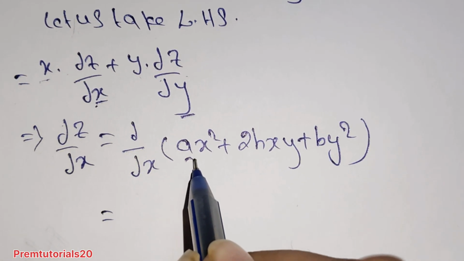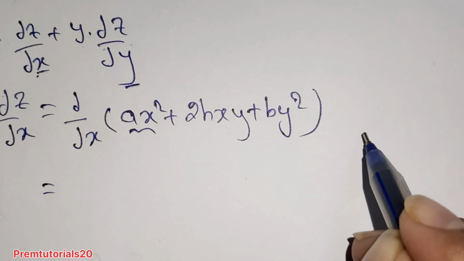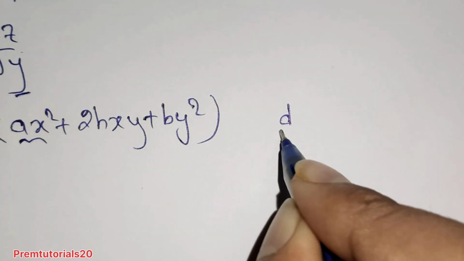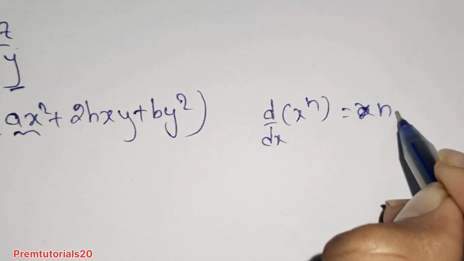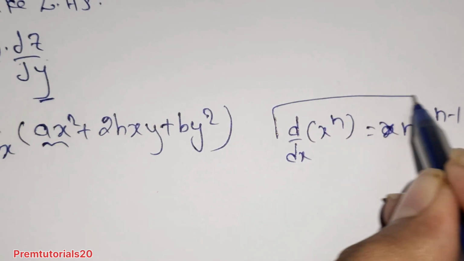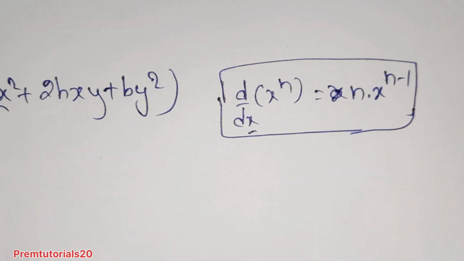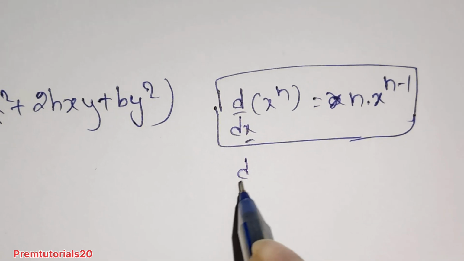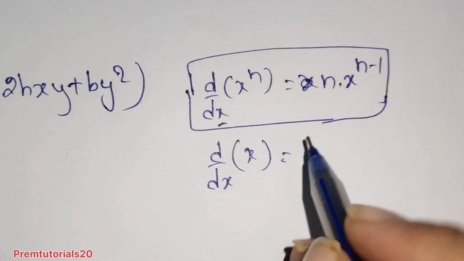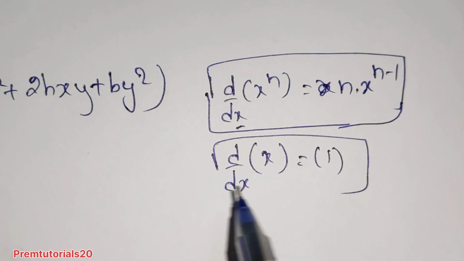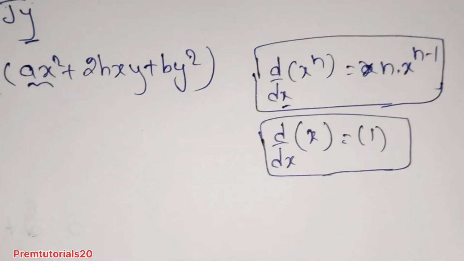What is the formula for the derivative of x to the power n? d/dx of xⁿ = n xⁿ⁻¹. This is the formula for the derivative of xⁿ with respect to x. We also know that the derivative of x, dx/dx, becomes 1. These are the two important formulas we have to remember from differentiation.